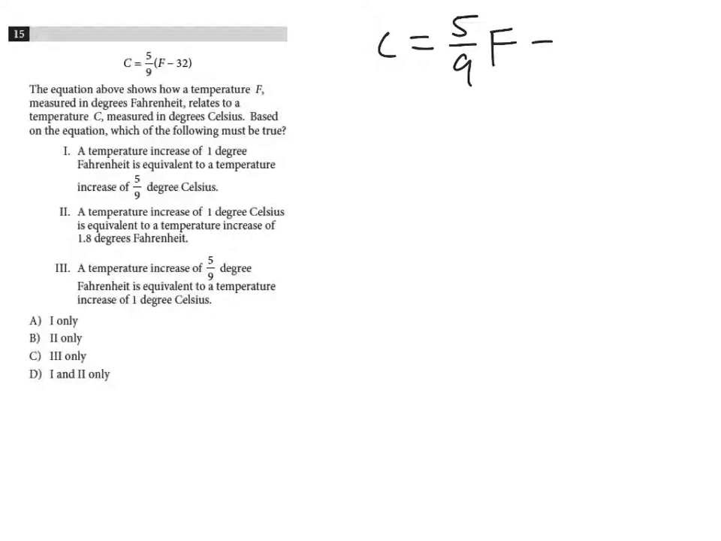Now this is going to be 5 times 32. That's going to be 160 over 9. That's not so important, but we should see that this is in the slope-intercept, or y equals mx plus b format, and we see that our rate of change is 5/9. So as Fahrenheit increases 1 degree, Celsius is going to increase by 5/9. So yes, 1 is a solution.